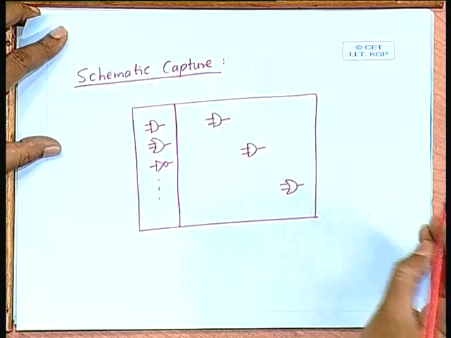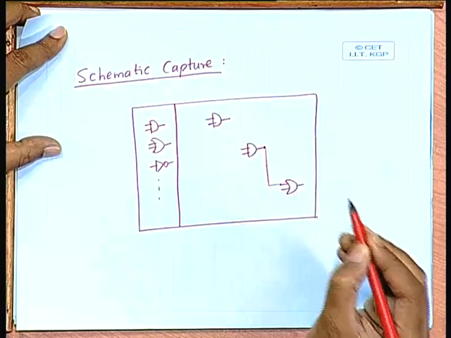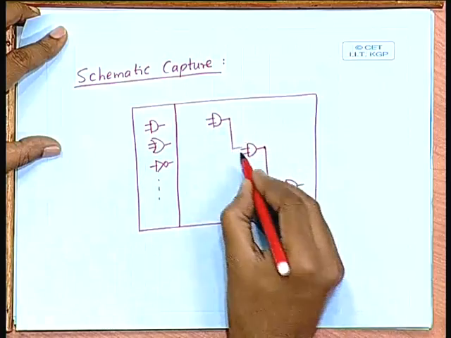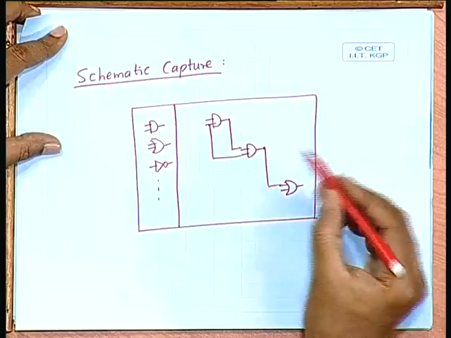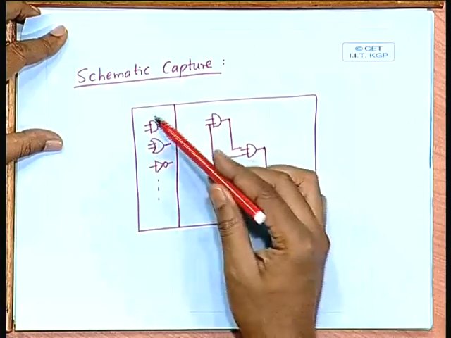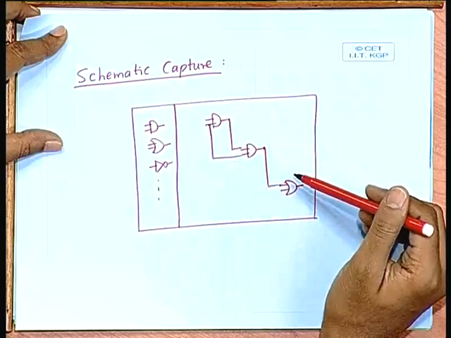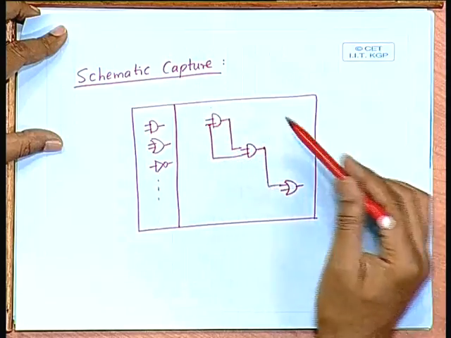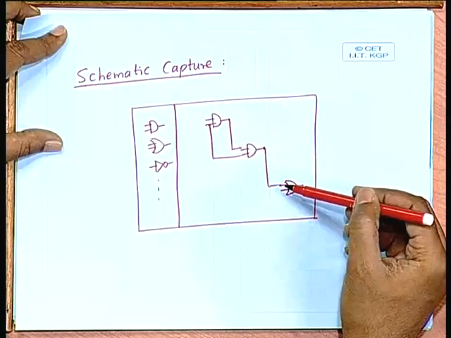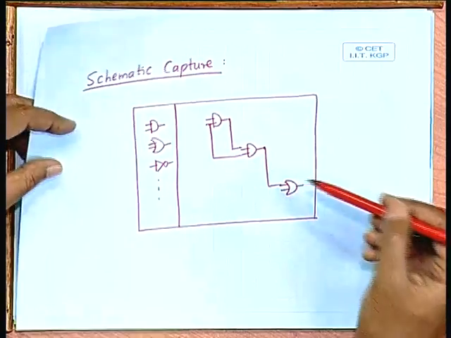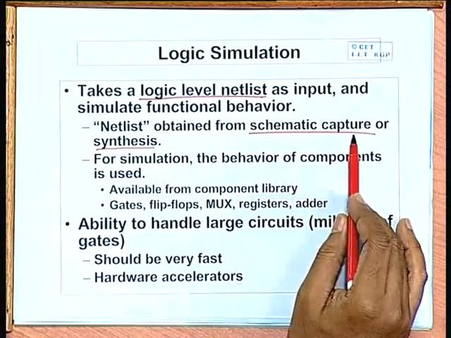Then, using the mouse again, you can click here and click here, and these 2 points will get interconnected. These 2 points will get interconnected, and these 2 points will get interconnected. In this way, interactively using a graphical user interface and mouse, you can draw a schematic diagram. When you complete the drawing of a schematic diagram, this is nothing but a netlist which you have created. So your input can also come from this schematic capture process.